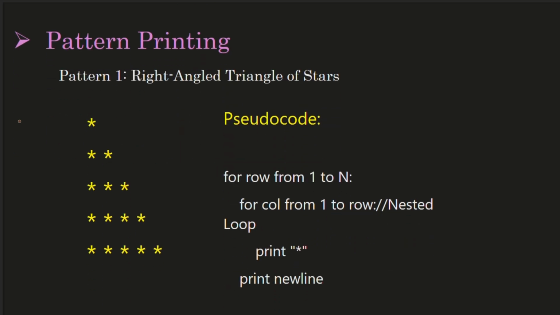All right, let's bring this alive by drawing some patterns. Pattern 1, right-angled triangle of stars. Approach, start from row 1, and for each row, print as many stars as the row number. Let's see the first pattern. Pseudocode. For row from 1 to n. For column from 1 to row, nested loop. Print asterisk. Print new line. We increase the number of stars with each row. Outer loop controls the number of rows, and the inner loop prints stars in that row.